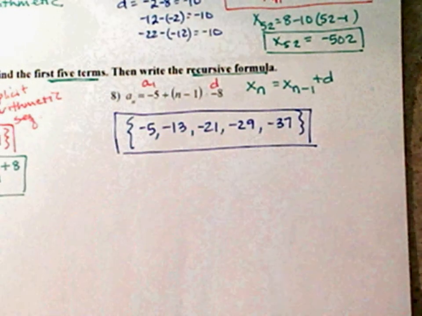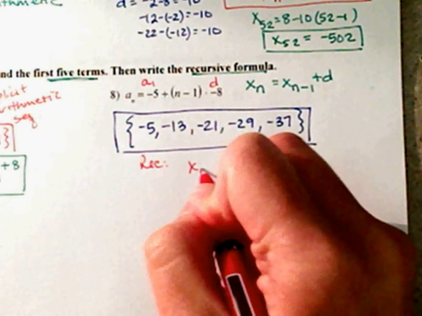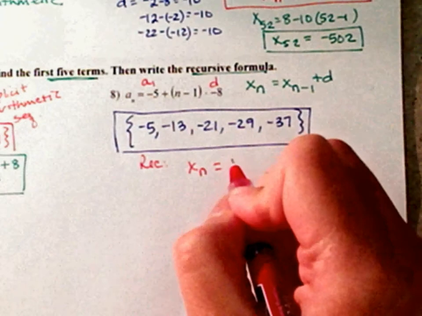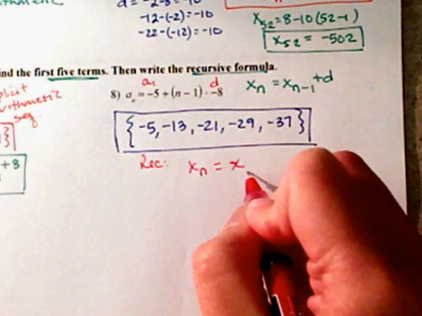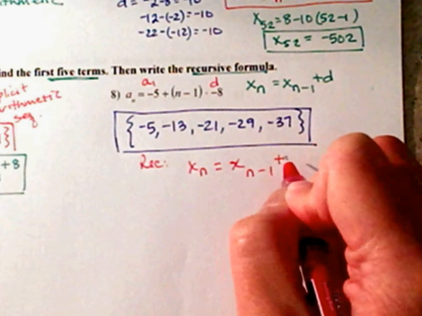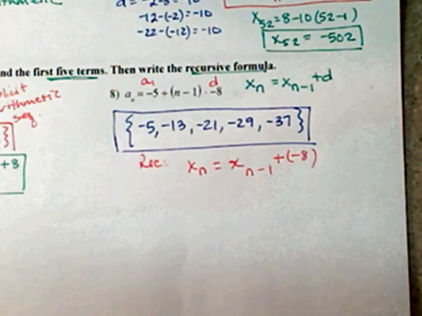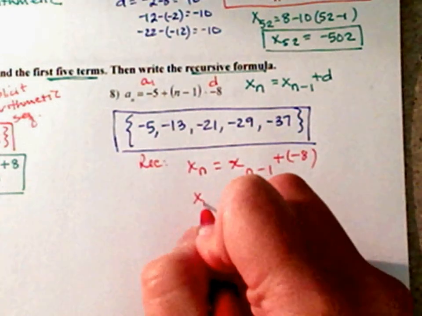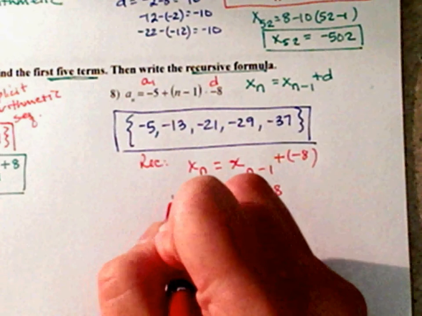Let's go ahead and find our recursive formula. So what's your recursive formula going to look like? X of n equals your first term. Well, we don't have a first term because we're not explicit. So x sub n minus 1 plus your d. What is your d? Negative 8. Okay. Let me rewrite that a little bit better. X of n equals x sub n minus 1 minus 8. So there is your recursive formula.